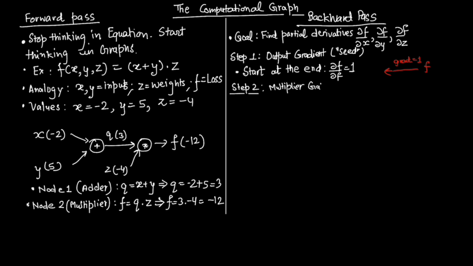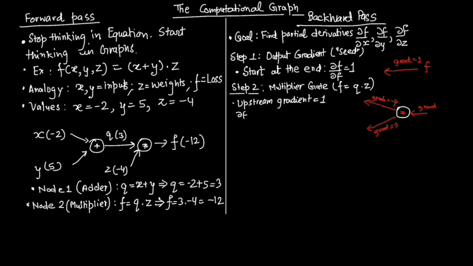We are at the equation f is equal to q multiplied by z. We have the gradient coming from upstream, which is 1. We need to distribute it to q and z. Gradient for q is df by dq is equal to z. Why? Because the derivative of q dot z with respect to q is just z. So the gradient is minus 4. Then gradient for z, df by dz is equal to q. Why? Because the derivative of q dot z with respect to z is just q. So the gradient is 3.